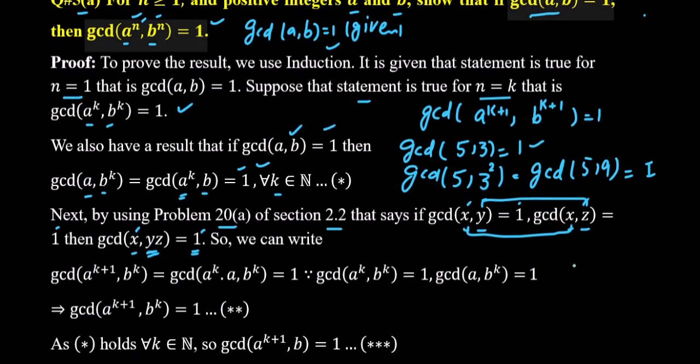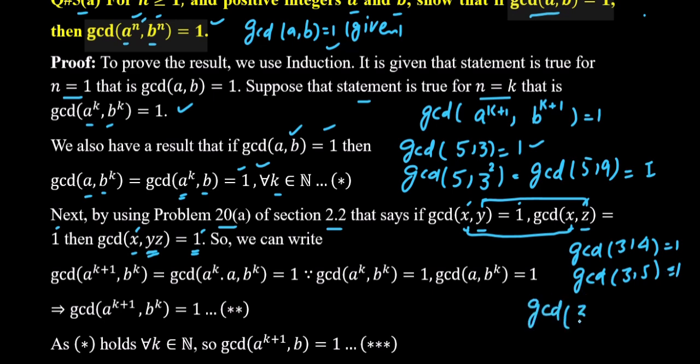For example, GCD of 3 and 4 is equal to 1. Similarly, GCD of 3 and 5 is equal to 1. According to this property, GCD of 3 and the product of the different numbers, that is 4 and 5, this becomes GCD of 3 and 20. This is equal to 1, and you can verify that this is true. GCD of 3 and 20 is always 1.